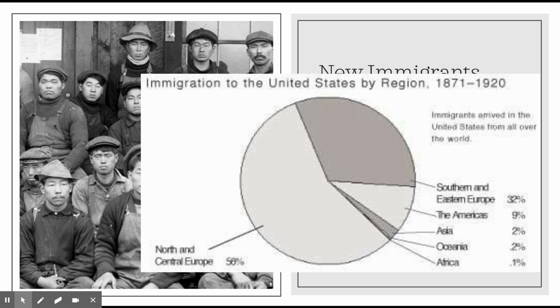And here's a pie chart you can look at, and it basically breaks down immigration to the United States and where people were coming from. So you can see the majority of immigrants, 56%, were still coming from Northern and Central Europe. But you see these increased numbers of people coming from Southern and Eastern Europe, coming from the Americas, so Central and South America, coming from Asia as well. And only a small percentage coming from Africa and Oceania, which would be like Australia and New Zealand.